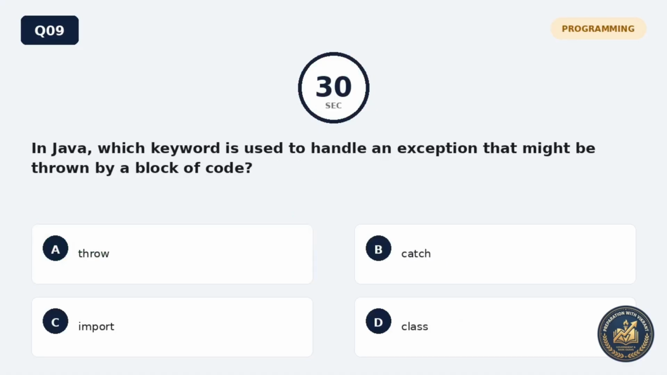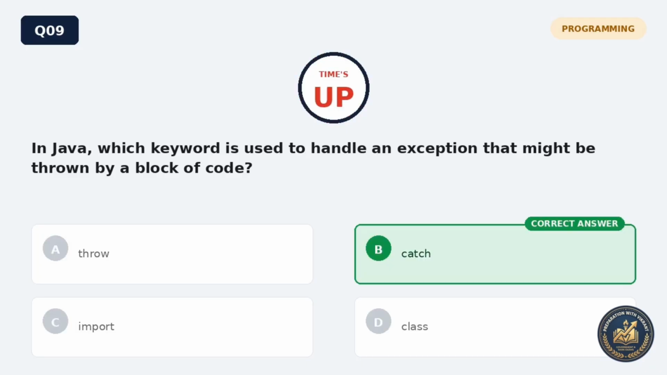Moving to next question. In Java, which keyword is used to handle an exception that might be thrown by a block of code? Option A throw, option B catch, option C import, option D class. So the correct option is option B, catch.